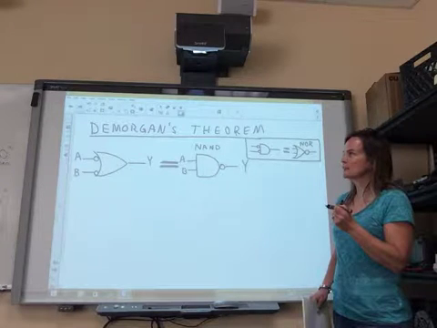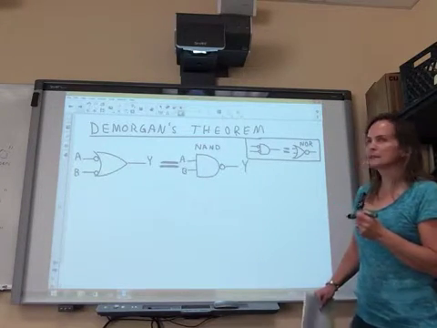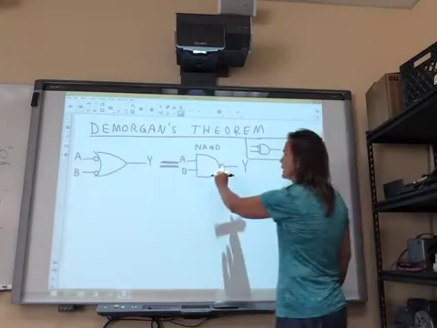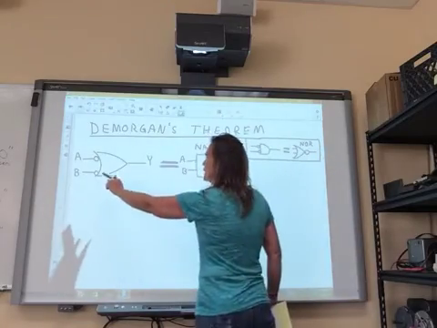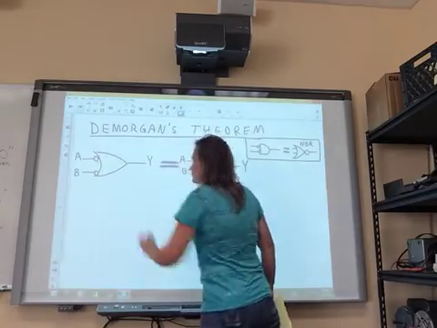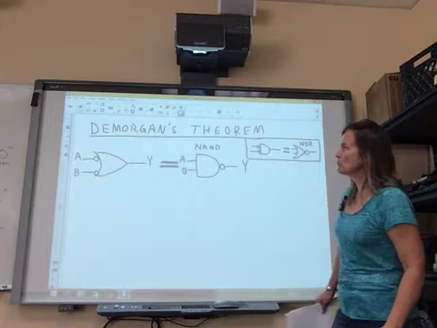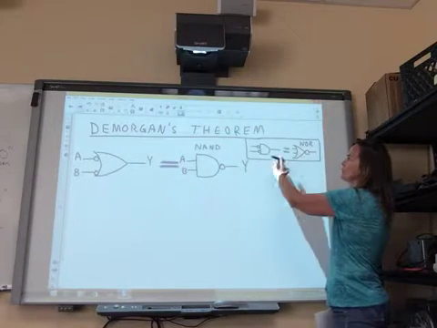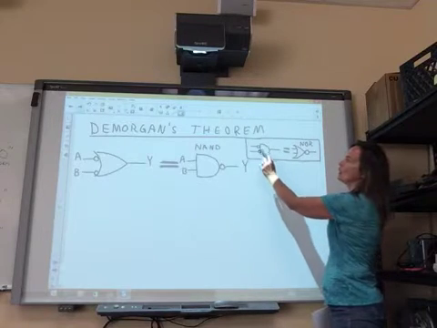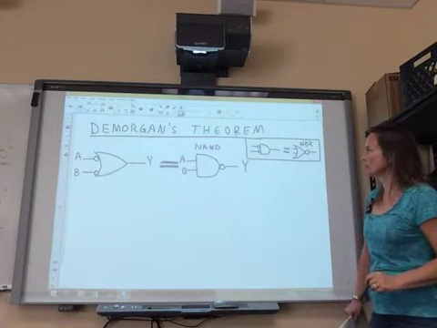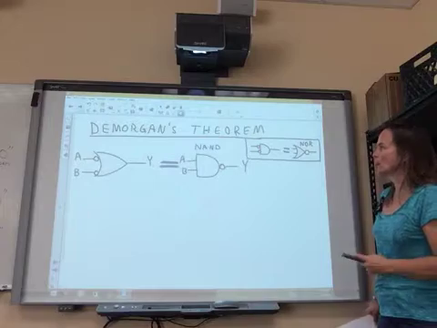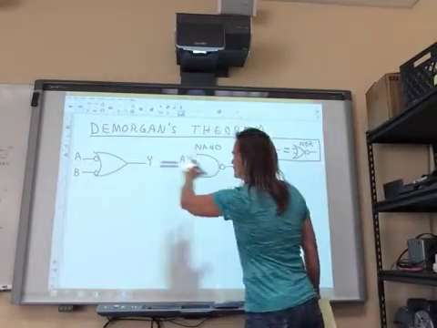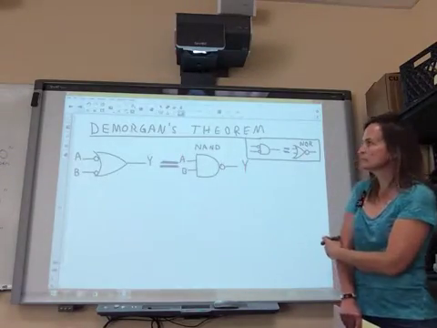Let's talk about DeMorgan's theorem. DeMorgan's theorem is a statement that says that a NAND gate is actually equivalent to an OR gate with two inverters on the front of the inputs. And it also states a second thing, that a NOR gate is equivalent to an AND gate with inverters on the front of the inputs as they're going in. We'll save that proof for another day, but let's go about showing that this one is true.